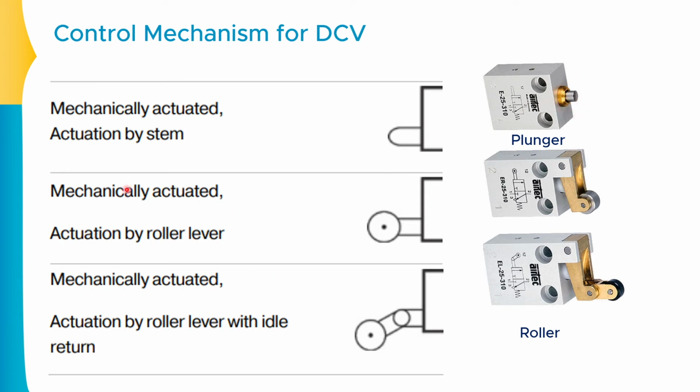Understood? The second one is actually this one. This is the roller mechanism which is available. Just pull this roller, or say pressurize this specific roller, and this specific point that is available inside will be actuated. Okay, so this is the symbolic representation over here. And the third one is the roller with the idle return. So as you can observe, there is an idle return available over here. So these are the three symbols by which we can actually operate the direction control valve.